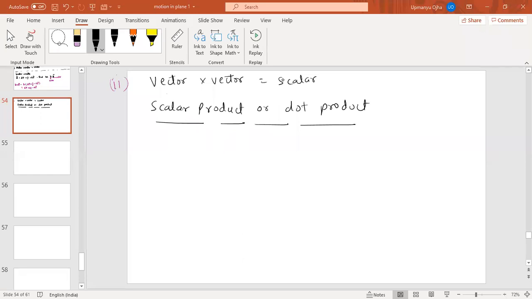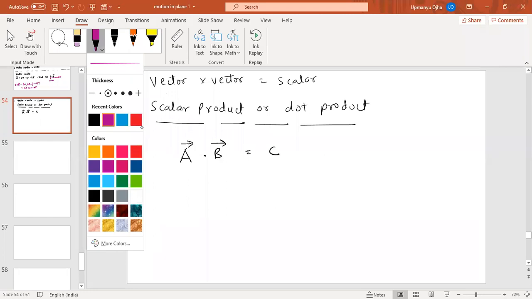Now how to represent the scalar product? The scalar product is represented by, say we have two vectors, a vector dot b vector. A dot b is equal to c. The dot represents the scalar product. So a dot b is equal to c. In c I have not put the vector sign, which means c is a scalar quantity here.